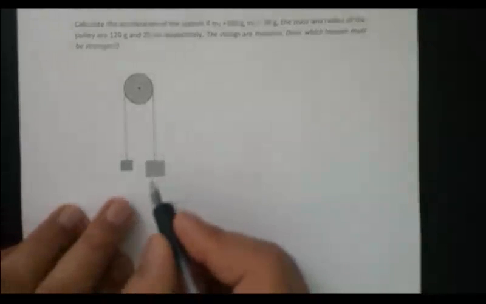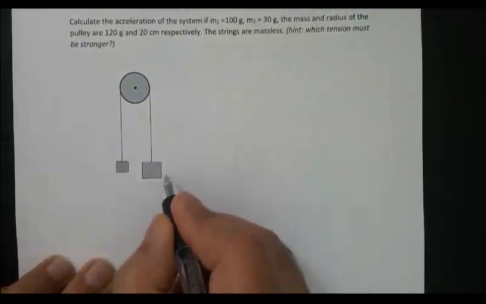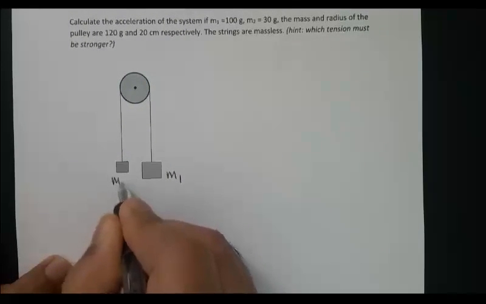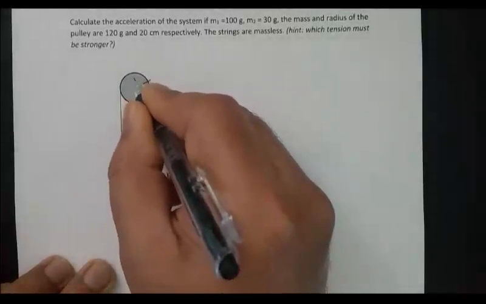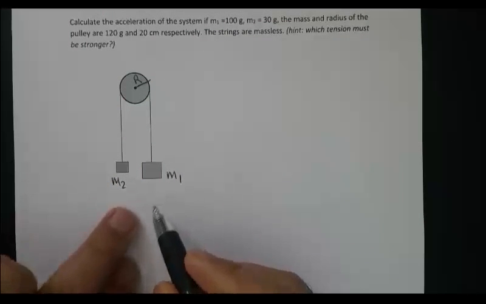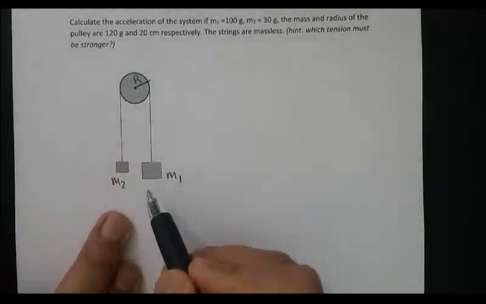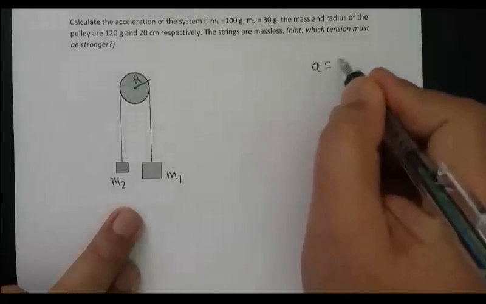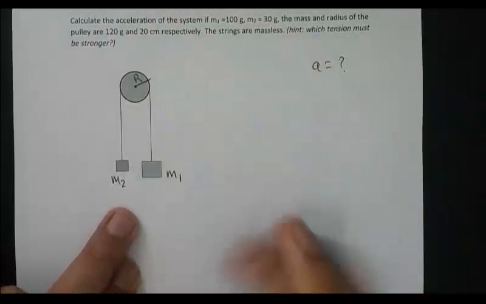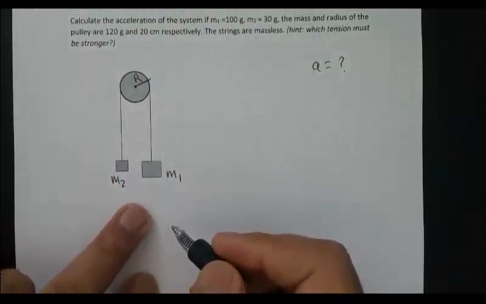So let's put some symbols. Let's call this M1, and this M2, and the radius of the pulley is R, and a is the acceleration of the system. Both masses, since they are a connected system, must have the same acceleration. So what's the acceleration of the system? That's the question, right? And you can put all the numbers here, but first let's derive the problem algebraically.